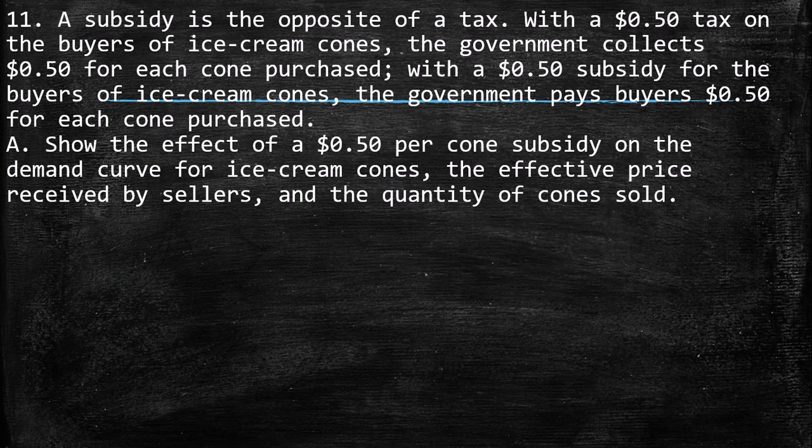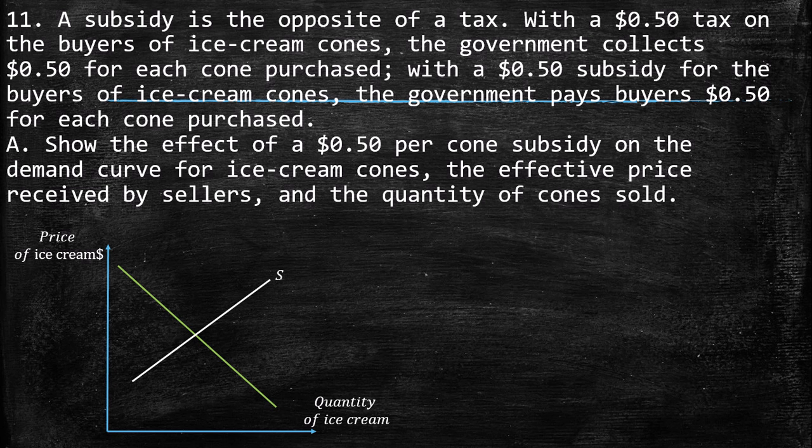Last point, a subsidy is the opposite of a tax. With a 50 cents tax on the buyers of ice cream cones, the government collects 50 cents for each cone purchased. With a 50-cent subsidy for the buyers of ice cream cones, the government pays buyers 50 cents for each cone purchased. Show the effect of a 50 cents per cone subsidy on the demand curve for ice cream cones, the effective price received by sellers, and the quantity of cones sold.